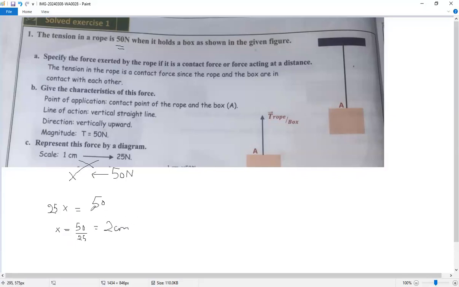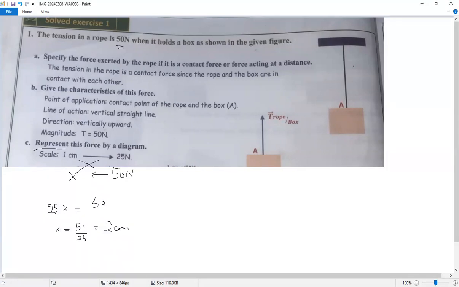And now that we have the length of the force, we can represent it just like they did in this exercise. You just measure 2 centimeters with the ruler and you draw the force vector, okay? So always when you see represent, you have to get the length of the force vector and draw it, okay?